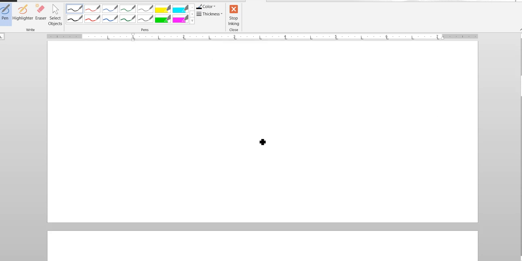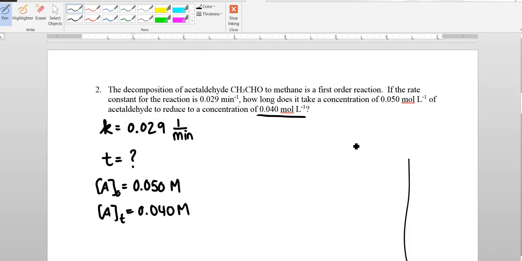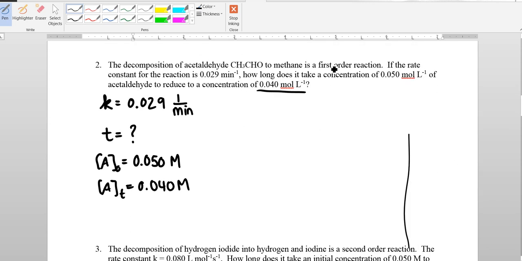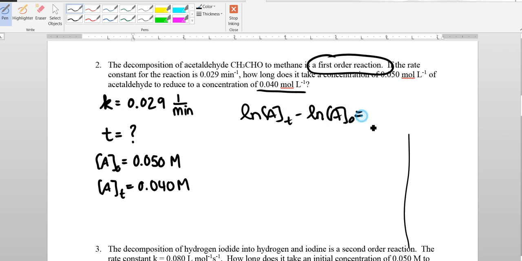And once we know we want to use the integrated rate law, we have to say, okay, what order is the reaction? Well, it's a first order reaction. So I'm going to look on my equation sheet. Remember, you don't have to memorize the integrated rate laws. They're given on your equation sheet. And for a first order reaction, the integrated rate law is this: the natural log of my concentration at time t minus the natural log of my initial concentration equals negative kt.